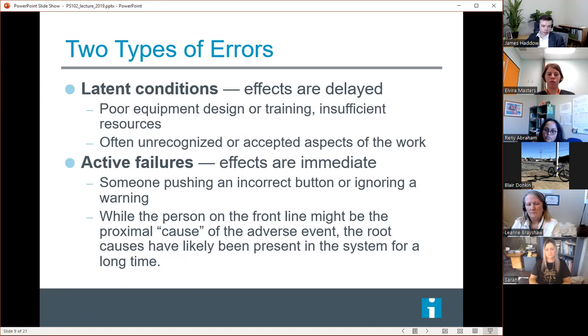But the thing to think about here is that although there might be a human being at the front of all these errors who's actually caused the harm, behind them is a system and an environment that has made that risky behavior possible in the first place.